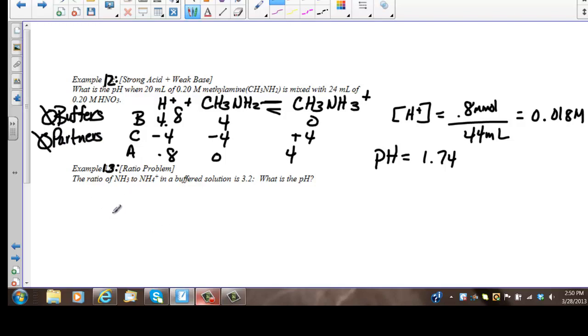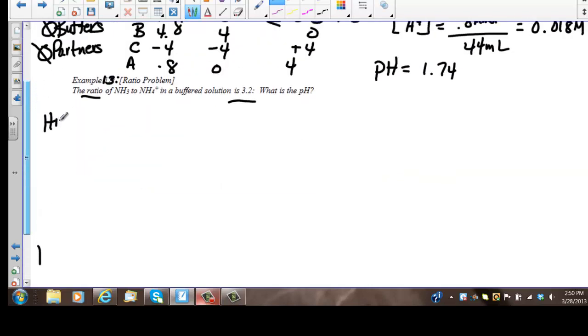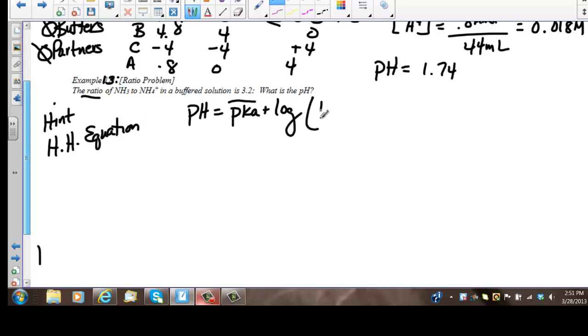And this last problem, whenever you see a ratio problem, that's always your hint that it's going to be the Henderson-Hasselbalch equation. So you know right away you're going to be using pH is equal to the pKa plus the log of the base over the acid. So what we have here is NH3, NH4+, and you need to find the pH.